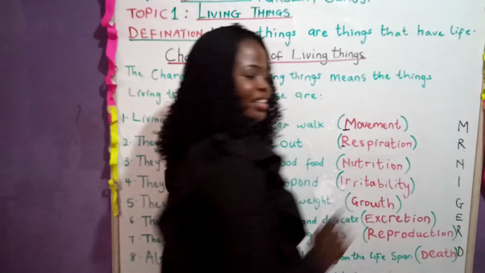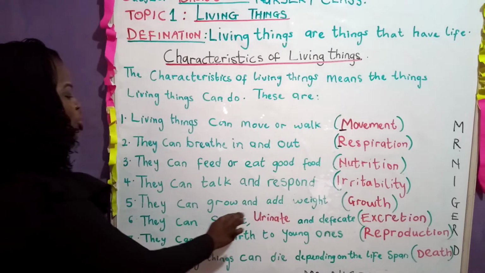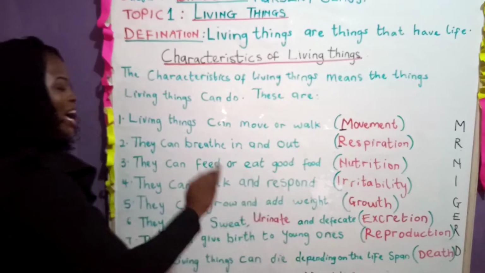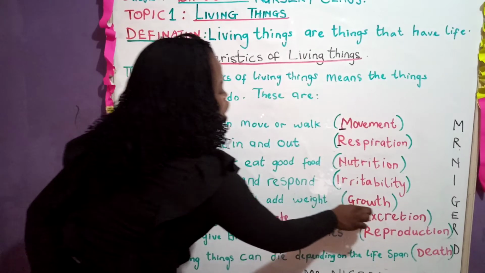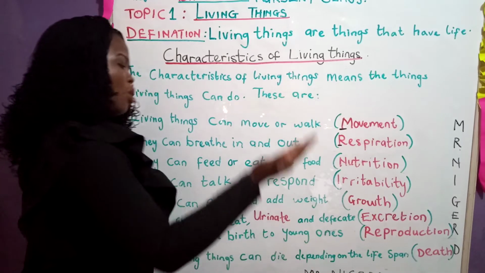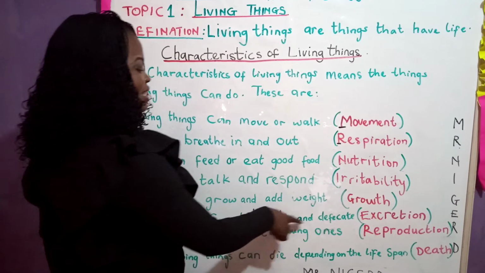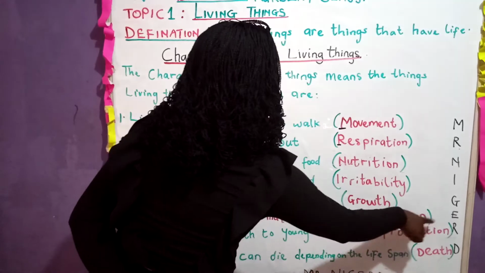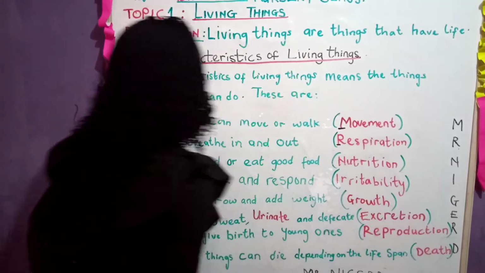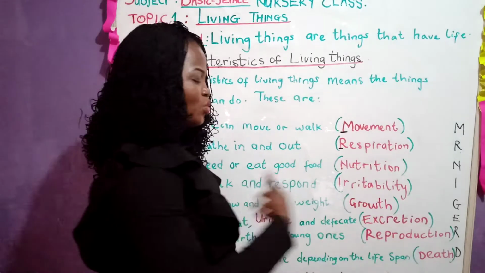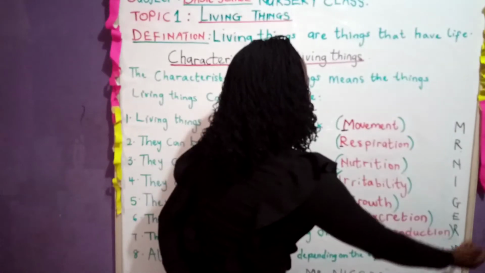That is I. All living things grow and add weight. That means they can grow and add weight, which I say growth, when you are coming up. They can sweat, urinate, and defecate. Excretion, which is E. They can give birth to young ones, which I said reproduction.